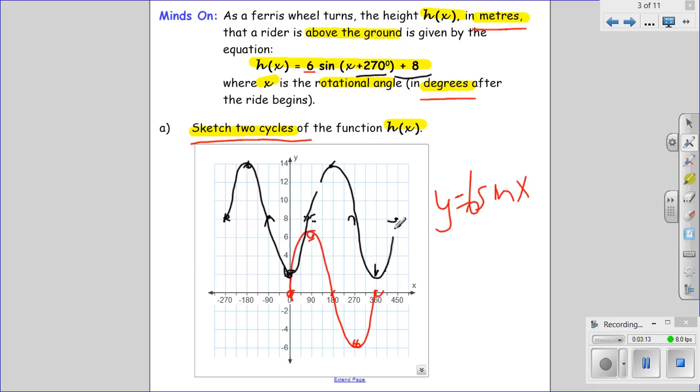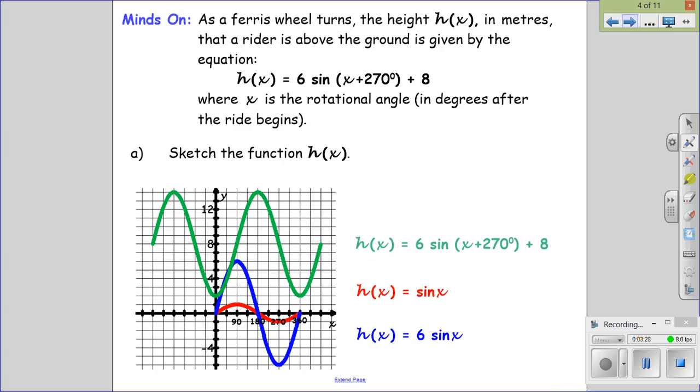And we can draw our smooth curve through our points. And we would also now label that y equals 6 times the sine of x plus 270 plus 8. And that's done a little neater on the next screen, so you'll be able to see that in the note when you copy.